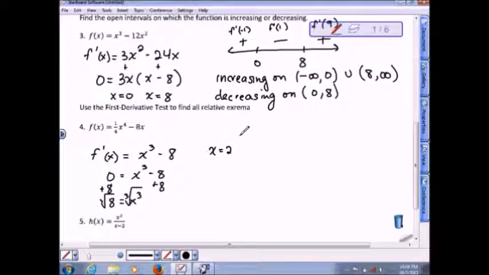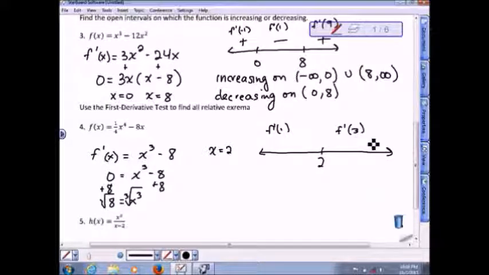Now, this is a critical value. We don't know whether it's a relative minimum or a maximum, so we use the first derivative test. We choose numbers in each interval plugged into the first derivative, so we could test f prime of 1 and f prime of 3. If 1 is plugged into the first derivative, 1 cubed minus 8 is a negative number, but if 3 is plugged in, 3 cubed minus 8 is a positive number.